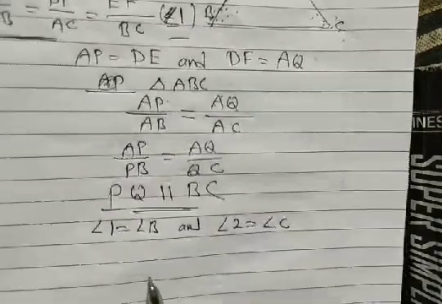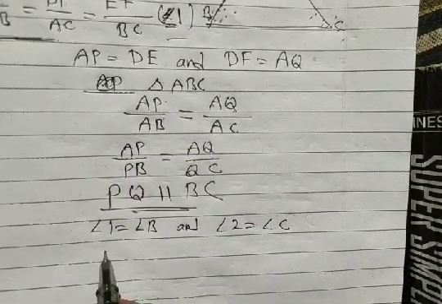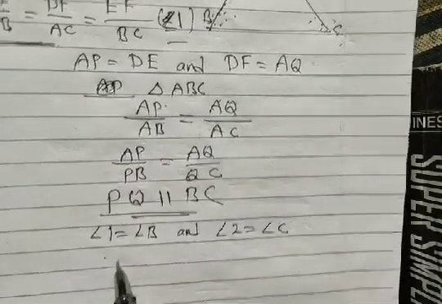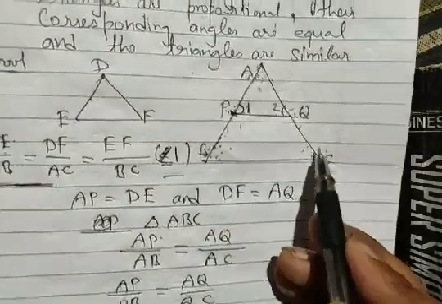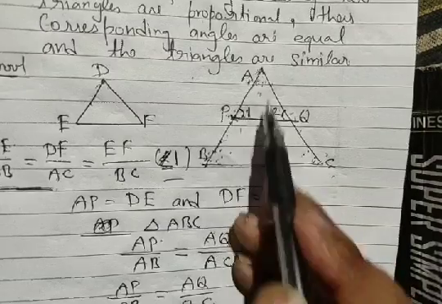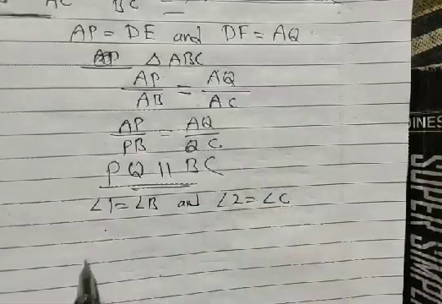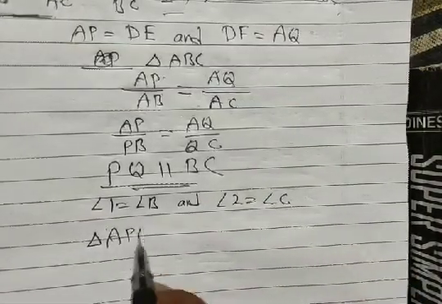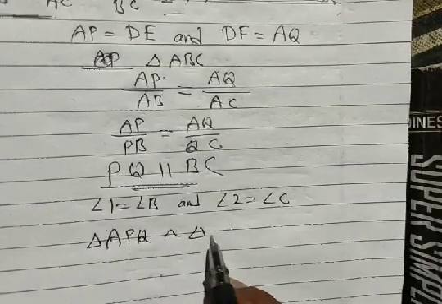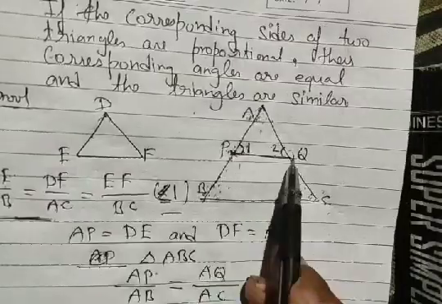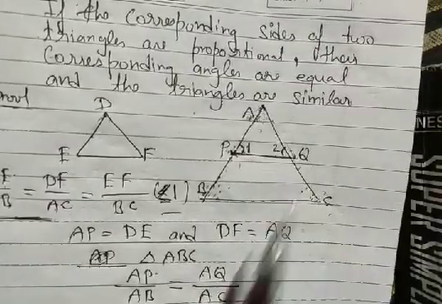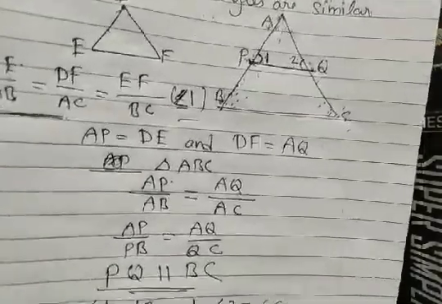APQ is similar to ABC. Since we showed that two angles in the triangles are equal, by angle criteria our triangles are similar. Then triangle APQ is similar to triangle ABC. Now we have to show that our triangle APQ is similar to the whole triangle ABC.